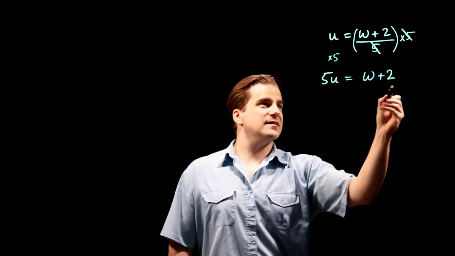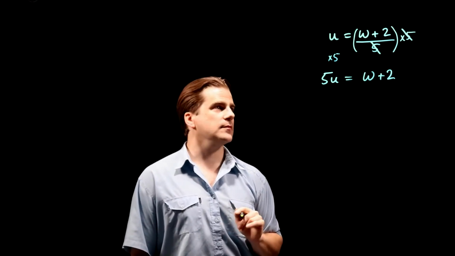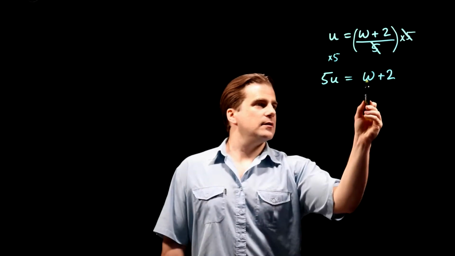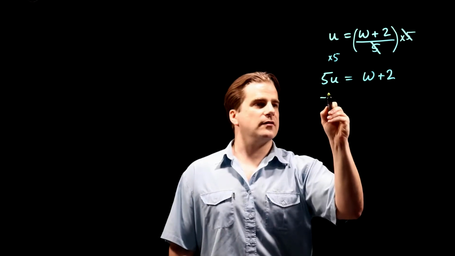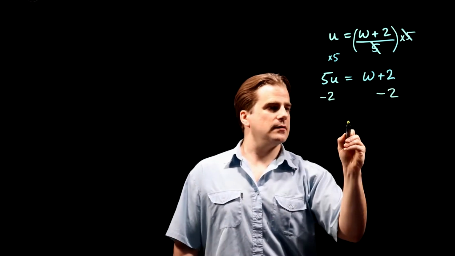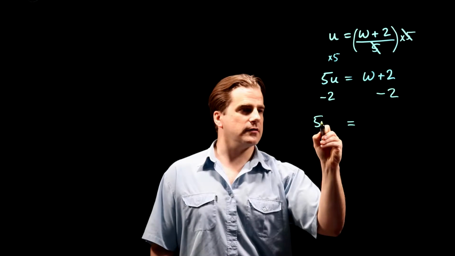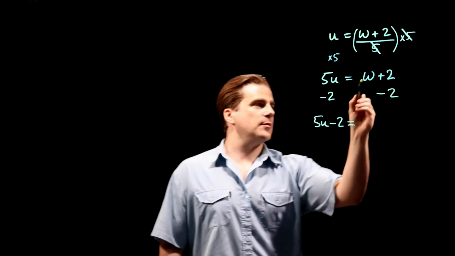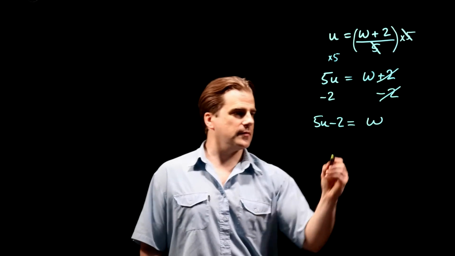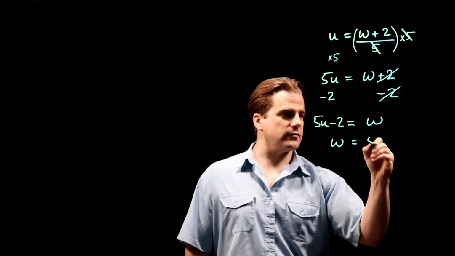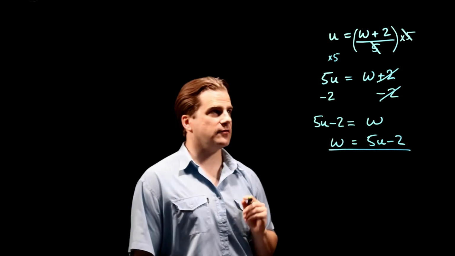I could write that in brackets if you want, but it's fine just like that. Okay, so we want to get the 2 over here, and then we've got the w by itself. So let's subtract 2 from both sides. And we get 5u minus 2 is 5u minus 2. w plus 2 minus 2 is w. We've done it. w equals 5u minus 2. There you go. That's that rearranged to make w the subject.